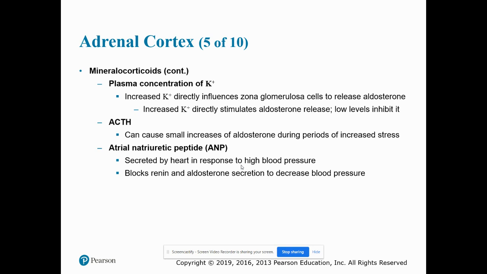And then finally, we talk about atrial natriuretic peptide. And this one is going to block aldosterone secretion. And this is secreted by the heart, which makes sense. It's called atrial, right? It's secreted by the heart in response to high blood pressure. And remember, aldosterone is going to cause an increase in blood pressure. So if you already have high blood pressure, you don't want it to get any higher. So what it's going to do is block renin, so it can't do that other mechanism we talked about on the last slide, and block aldosterone secretion to decrease blood pressure.